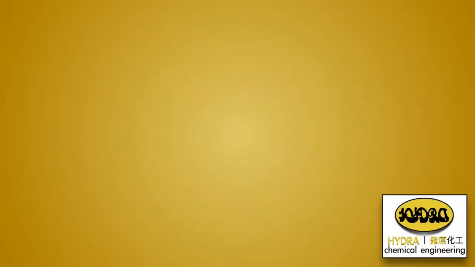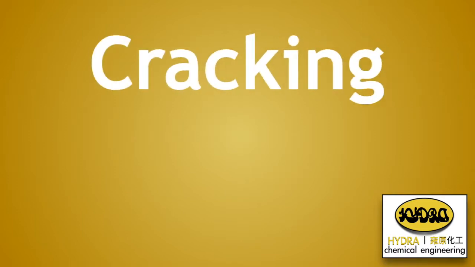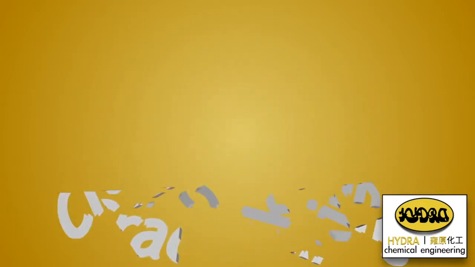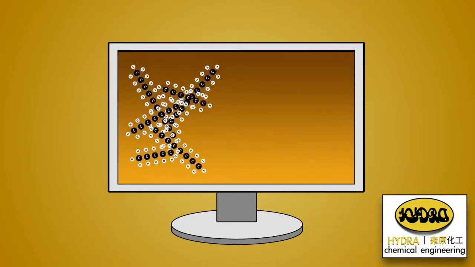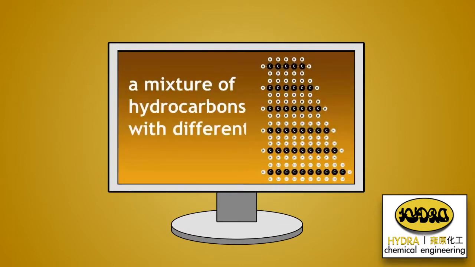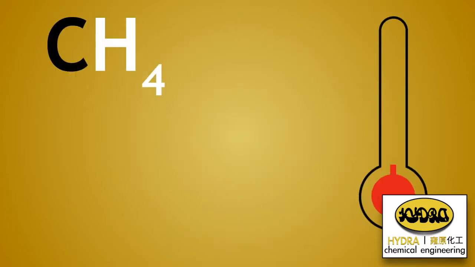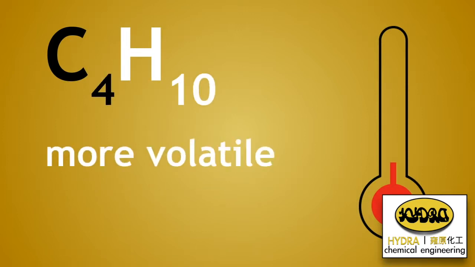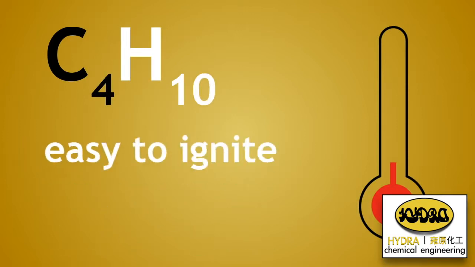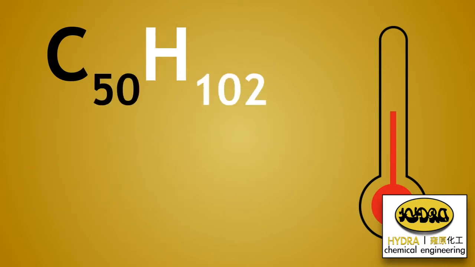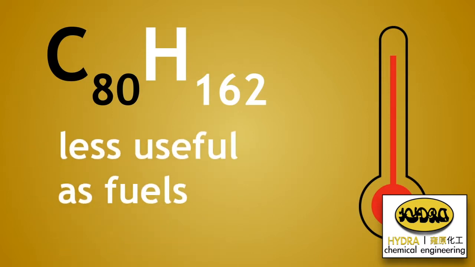In this video, you will learn about the process of cracking, how it is carried out, and why it is done. From our video on fractional distillation, you should know that crude oil is a mixture of hydrocarbons with different carbon chain lengths. Smaller hydrocarbons have a lower boiling point and are more volatile, making them easy to ignite and more useful as fuels. Larger hydrocarbons have a higher boiling point, are harder to ignite, therefore not as useful as fuels.